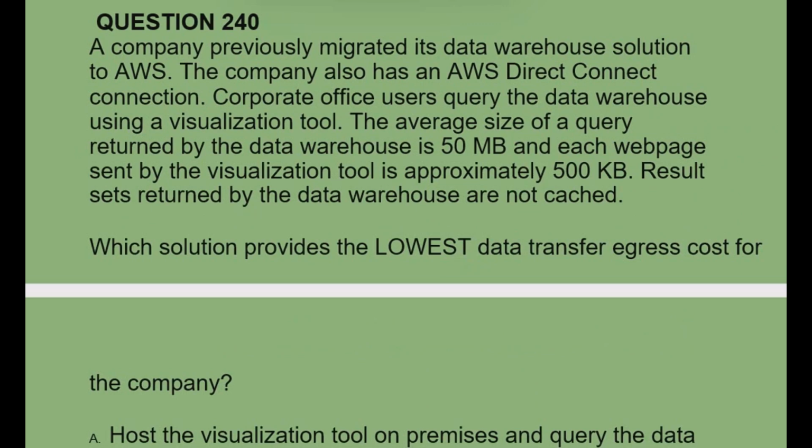Question is, a company previously migrated its data warehouse solution to AWS. The company also has an AWS Direct Connect connection. Corporate office users query the data warehouse using a visualization tool. The average size of a query returned by the data warehouse is 50 MB and each web page sent by the visualization tool is approximately 500 KB. Result sets returned by the data warehouse are not cached.